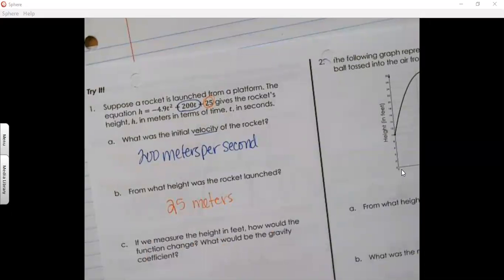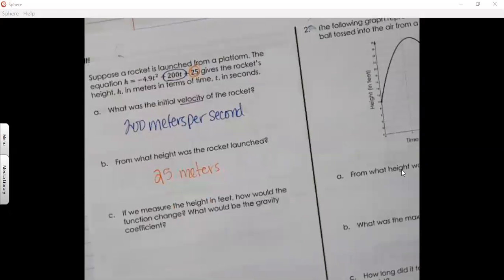If we measure the height in feet, how would the function change? What would be the gravity coefficient? What's the gravity coefficient going to be if it was changed to feet? Negative 16. And would 25 change as well? Yeah, because they're both currently in meters, and they would need to be converted to feet. So we would have to do those conversions, which we don't have to do. Thank goodness, because I am not great with conversions, even being a math teacher. So we would ask Lakin.